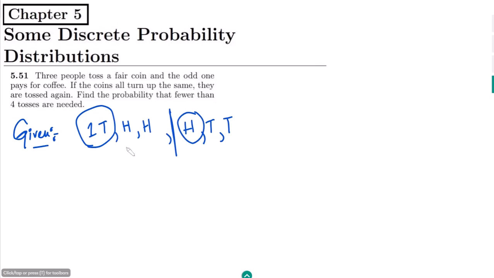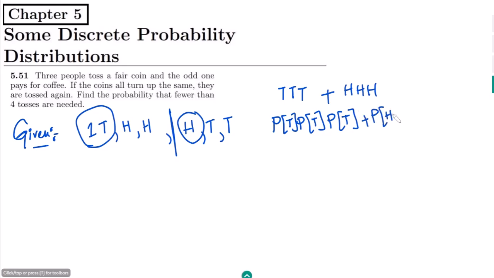Similarly, there can also be the option that all three outcomes are the same. It can be tail, tail, tail, or it can be heads, heads, heads. In mathematics you know that this "or" can be written as plus. To write the probability that all are same, we have to write the probability of tail multiplied by the probability of tail multiplied by the probability of tail, plus the probability of heads multiplied by the probability of heads multiplied by the probability of heads. This is basically the probability that we are getting the similar outcomes.